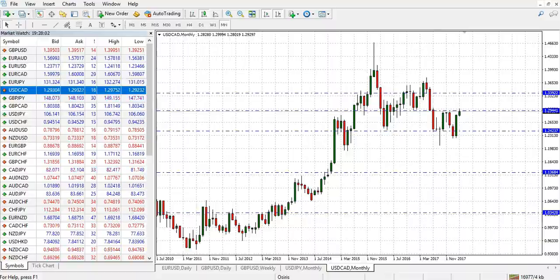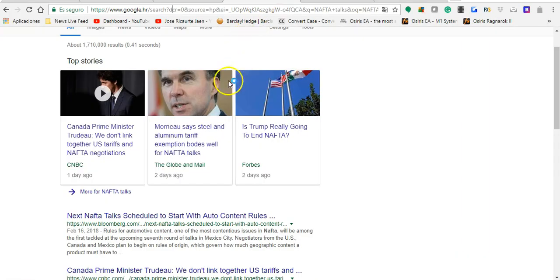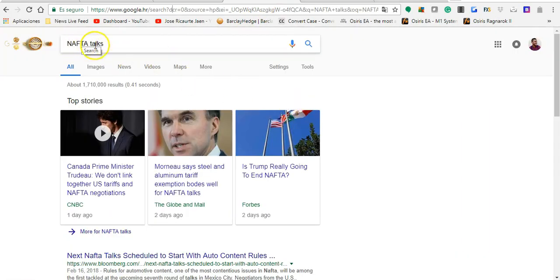Now, I'm just going to go to Google. What a great tool, right? If you were to type in NAFTA talks, this agreement was signed back in 1994, and it was something between Canada and Mexico. Of course, the United States of America is involved. Whatever happens with this agreement will affect those currency pairs.